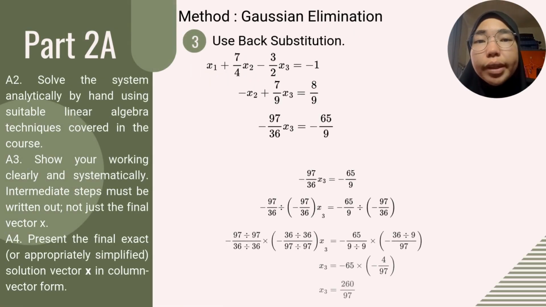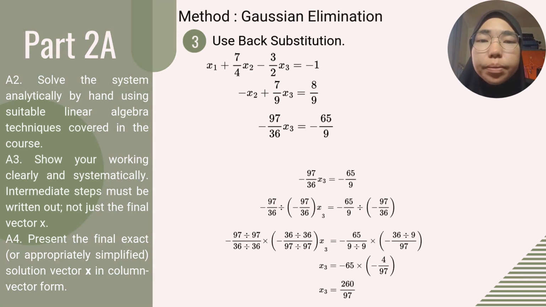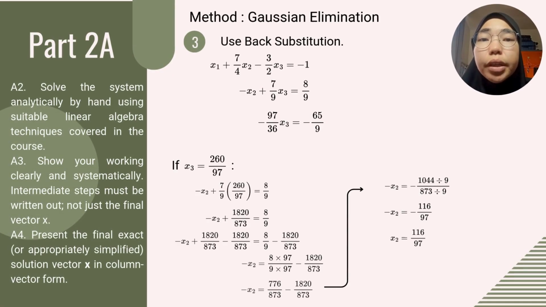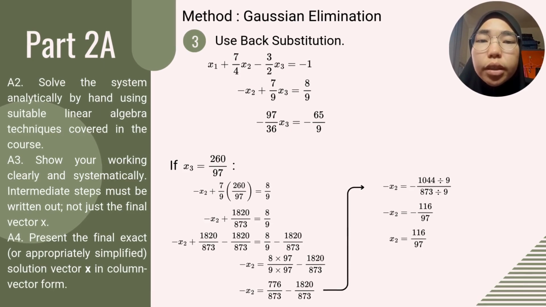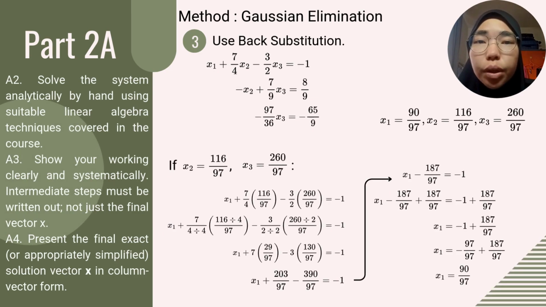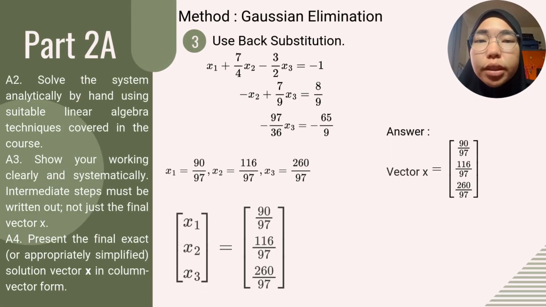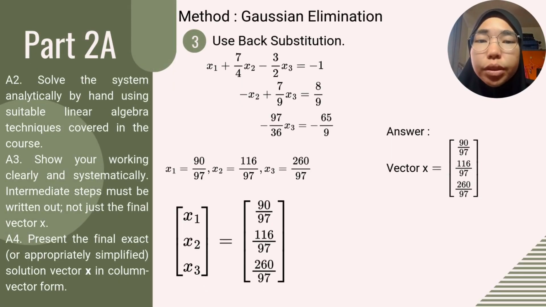On this page, we find that x3 is 260 over 97. On this page, we find that S2 is 116 over 97. Lastly, we find that S1 is 90 over 97. By substituting the obtained values into the previous equations, we obtain the solution vector X in column vector form. This represents the final analytical solution to the system AX equals B.